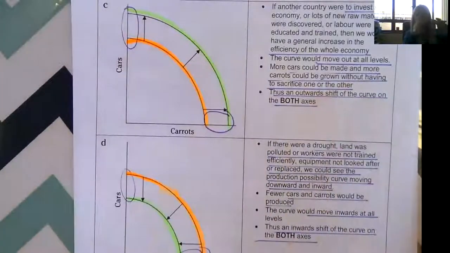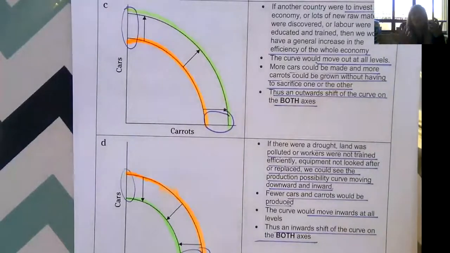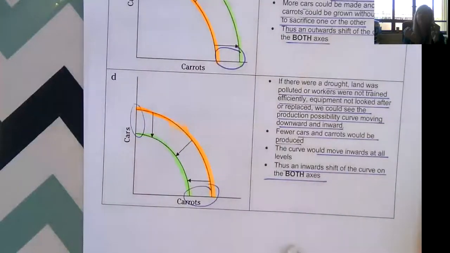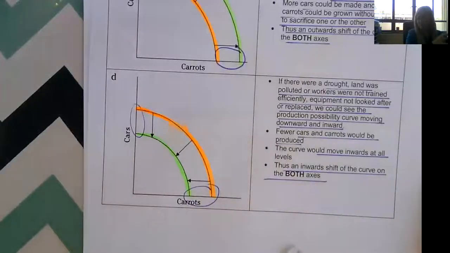So the first one is, now the government invested money into our economy. That means our economy is growing. That means we're obviously going to produce more cars and more carrots. That's why the whole curve shifted upwards. But with this one, we are saying there was now a drought, and now people couldn't get carrots. The carrots were polluted, the water was polluted, the workers weren't trained efficiently, they didn't look after the equipment, and thus they couldn't produce more cars. Or there was a drought and they were hungry, so they couldn't come to work. That means the cars weren't being produced as much, so the whole curve would shift inward.